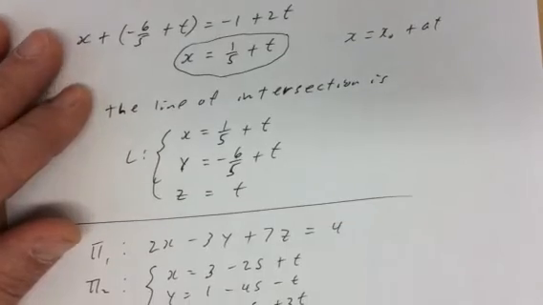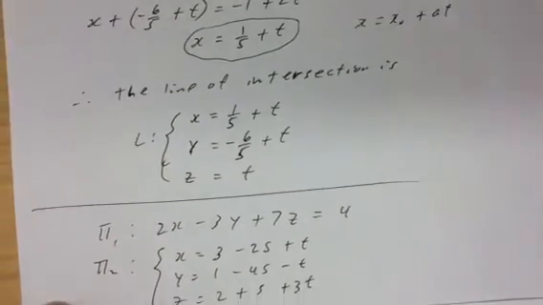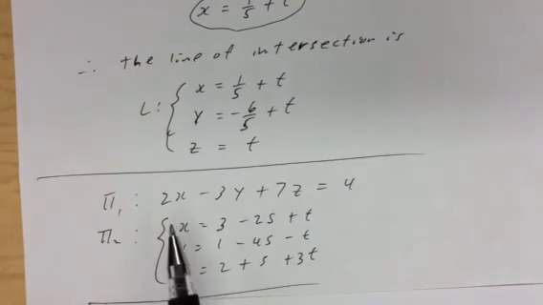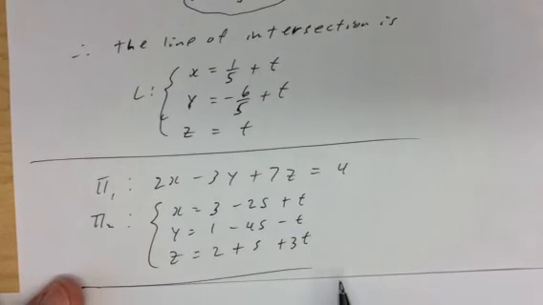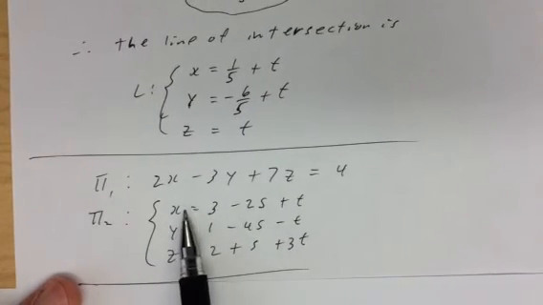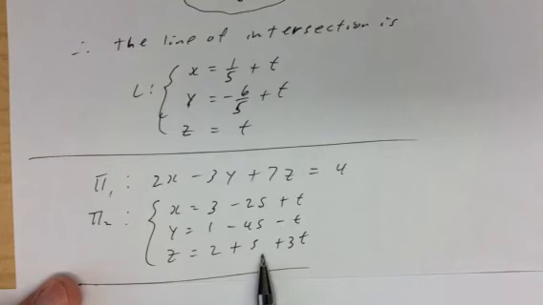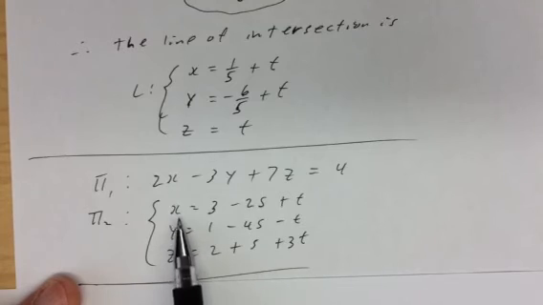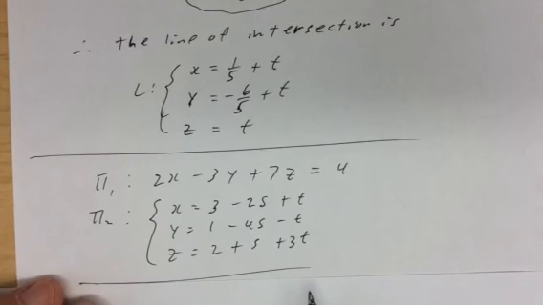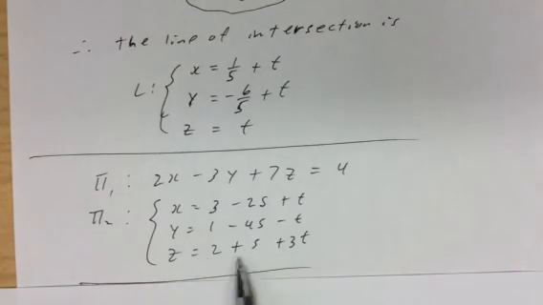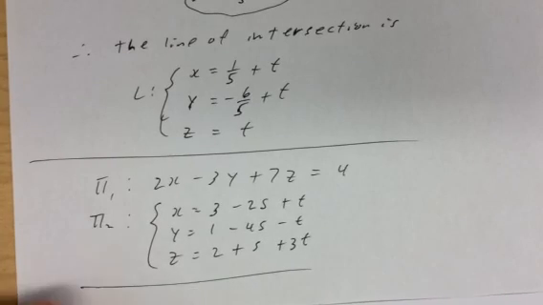Now, what happens if the planes are in different forms? Say plane 1 is 2x minus 3y plus 7z equals 4. That's Cartesian form. And the other plane is in parametric form. Well, you can take these expressions for x, y, and z and put them in for x, y, and z here and try to solve. Or you can convert this to Cartesian form and do it the way we just did. So there's two methods for that, and you should give that a try.